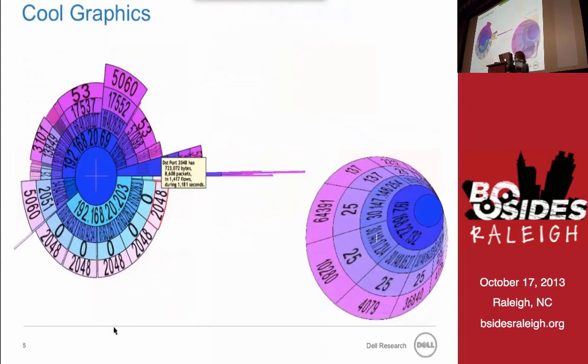Mistake number 2, cool graphics. A friend of mine once said in a presentation, everyone will and should make at least one bad visualization in their life. So this is a bad visualization from my past.